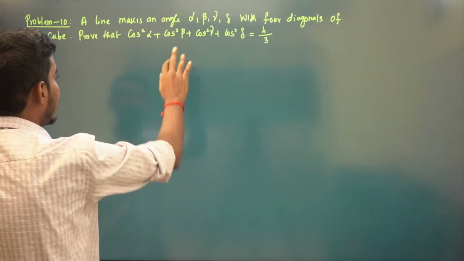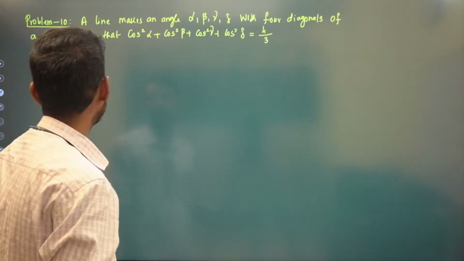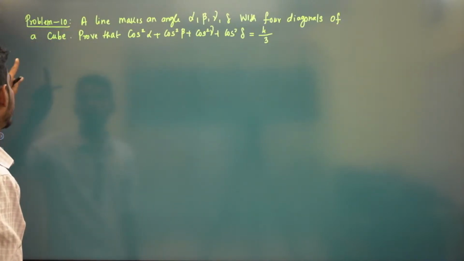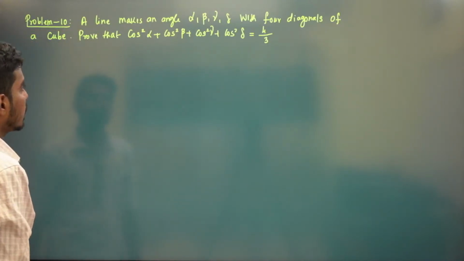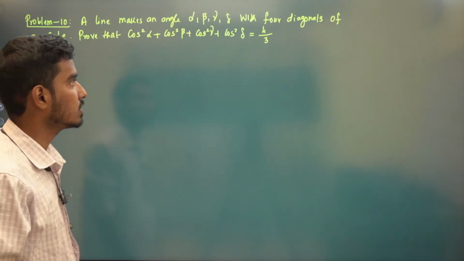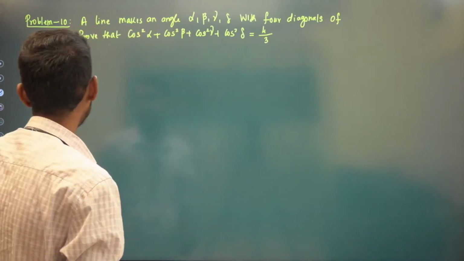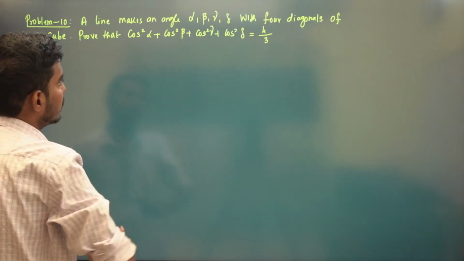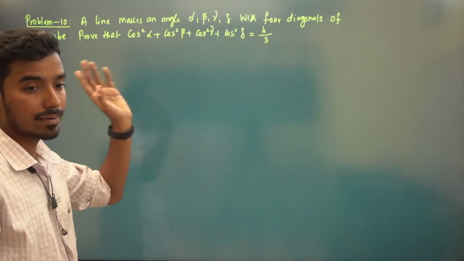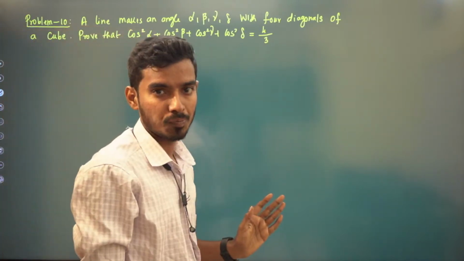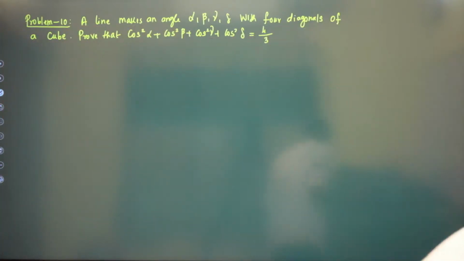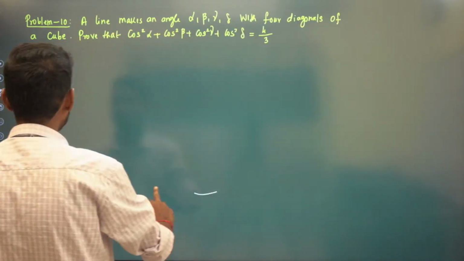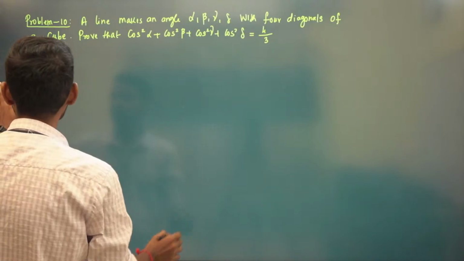The line makes angles alpha, beta, gamma, delta with the 4 diagonals of a cube. So here we have a cube. Prove that cos square alpha plus cos square beta plus cos square gamma plus cos square delta is equal to 4 by 3. So same as the previous problem, here instead of a rectangular parallelepiped, we have a cube, right? In the end, we have to prove this only. This is a very simple problem.